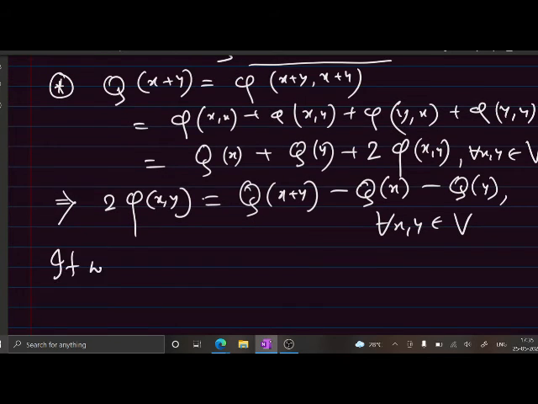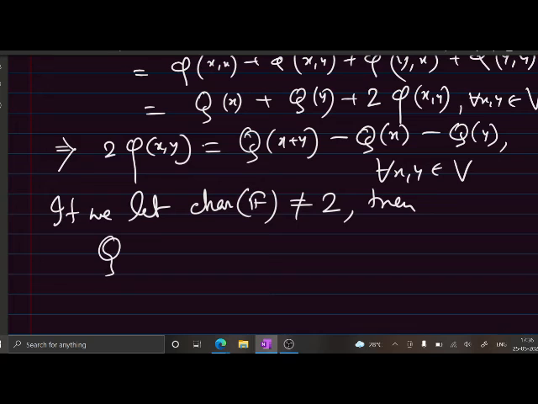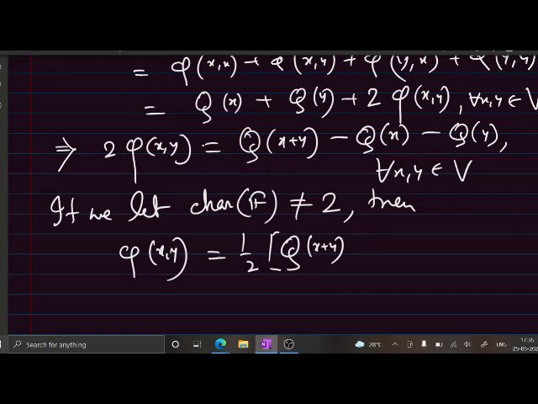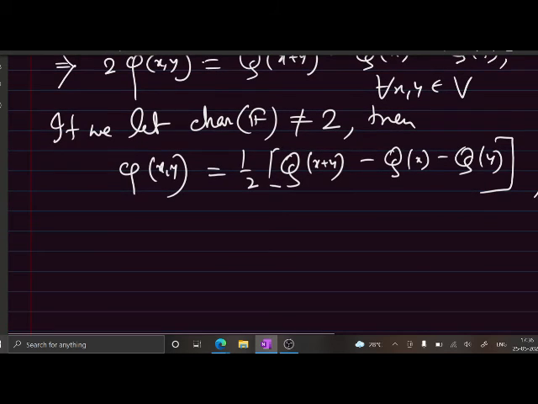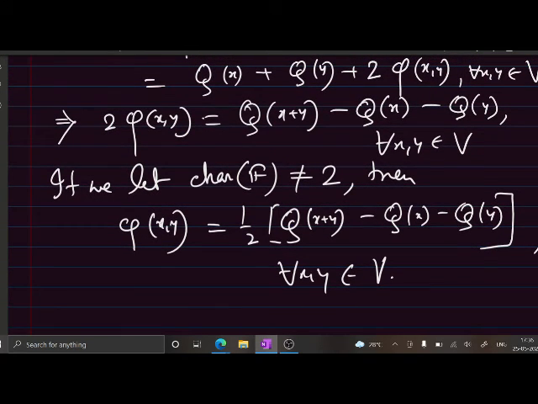Now if we let the characteristic of the field be not equal to 2, then phi(x,y) can be written as half of q(x+y) minus q(x) minus q(y). So this is true for all x, y belonging to V. Did you write "let"? Is it characteristic? The characteristic of the field is not equal to 2. If it becomes 2, then this would be 0, and we cannot divide. Okay? In that case q will be additive.